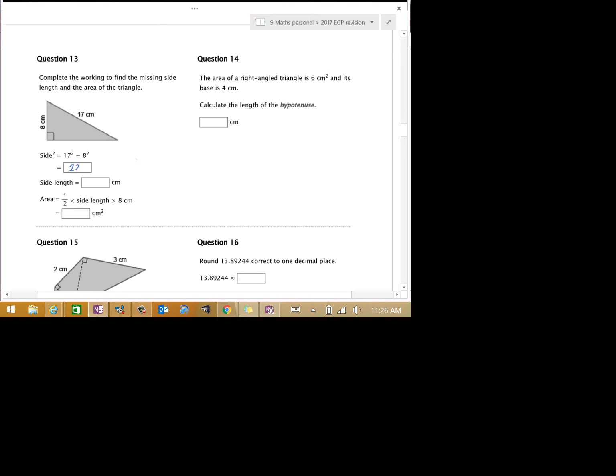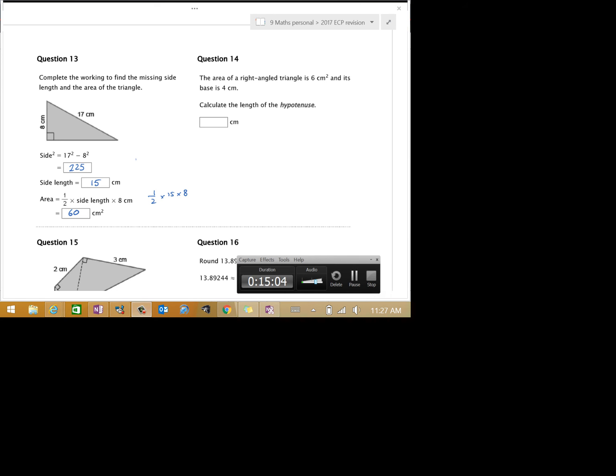So 15. So 225, which means that the side length is 15, the square root of 225. Now what they're saying is the area of that triangle is a half times the side length, which is a half times 15 times 8. Now if I evaluate that in my calculator, or I could say 8 times 15 is 120, a half of 120 is 60. It's the same thing. Yep. So therefore, the area of this triangle is 60 centimetres squared.